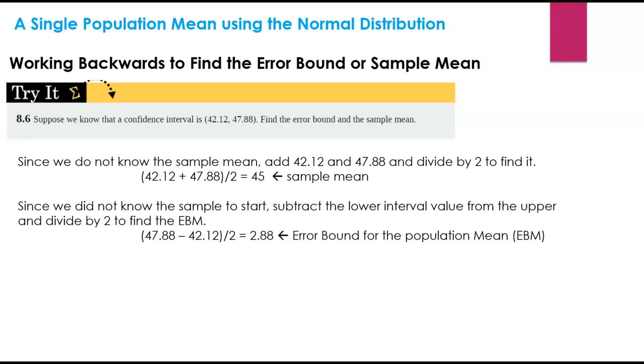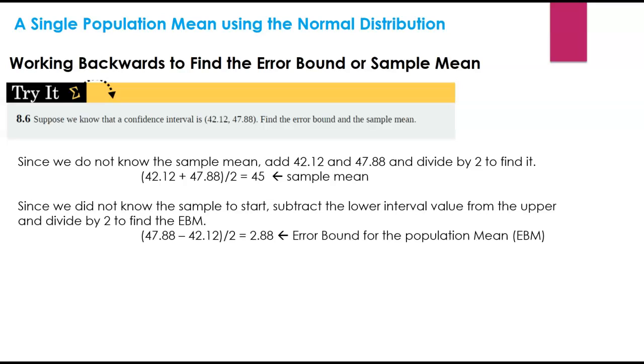Here's our solution. 8.6. Suppose we know that a confidence interval is 42.12 to 47.88. Find the error bound and the sample mean. Since we do not know the sample mean, we're going to add 42.12 and 47.88 and divide by 2 to find it. The sum of these is 45, so that's the sample mean.